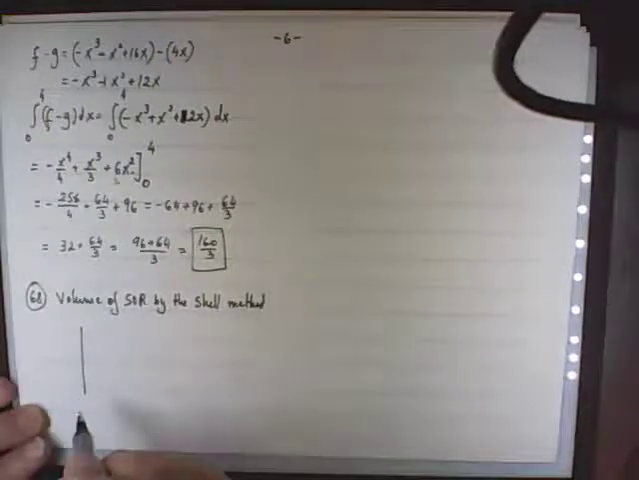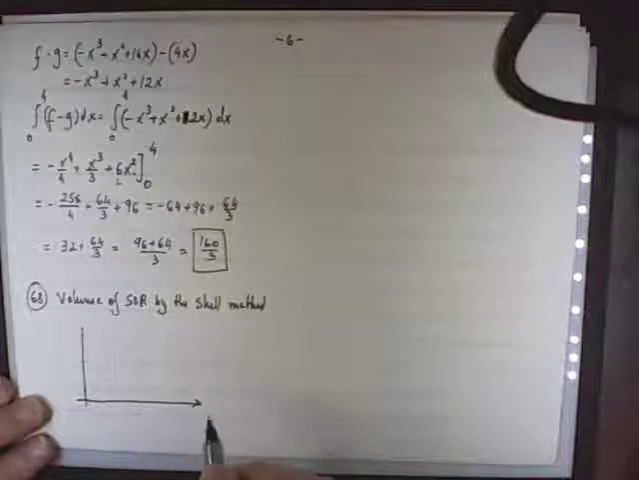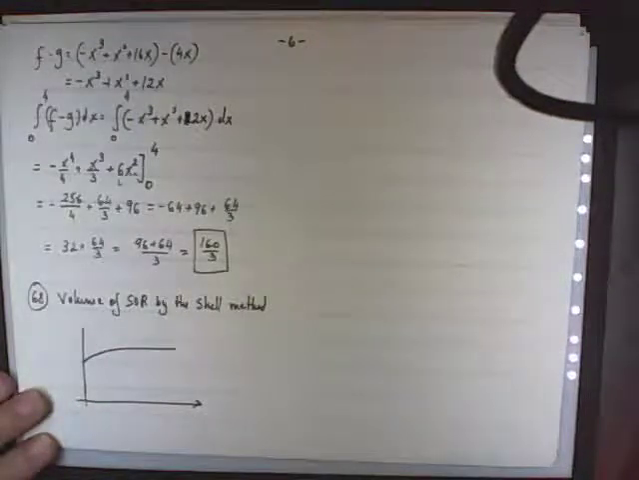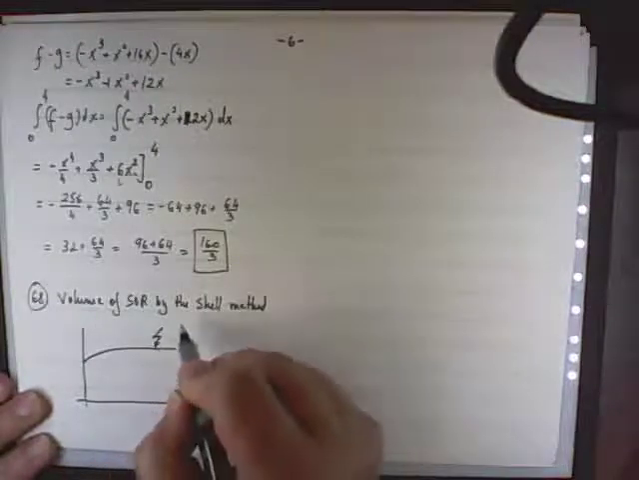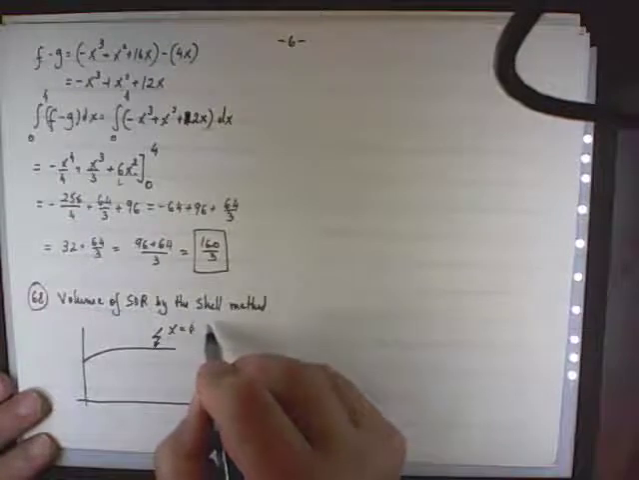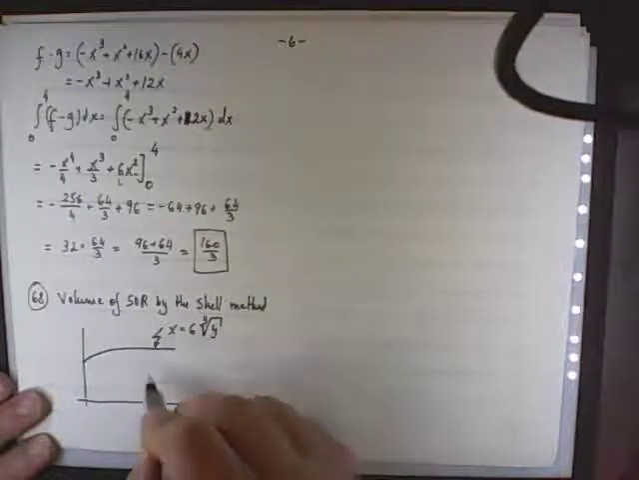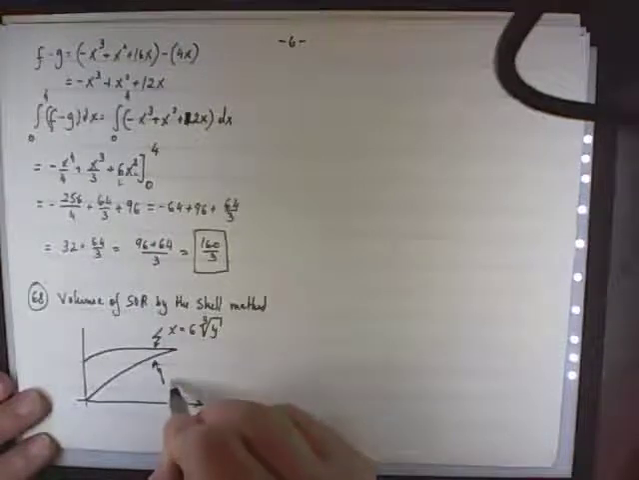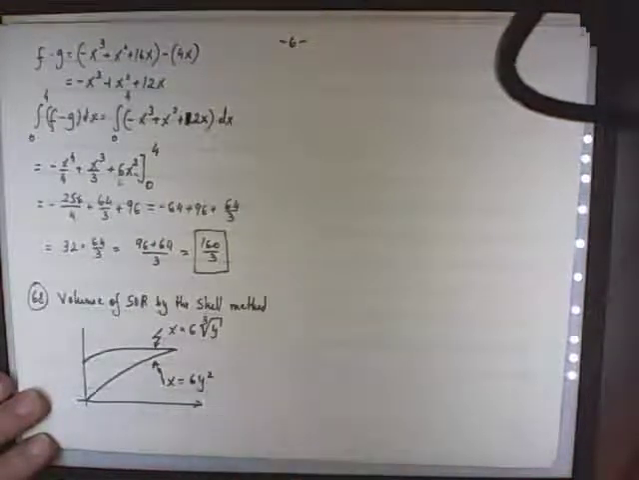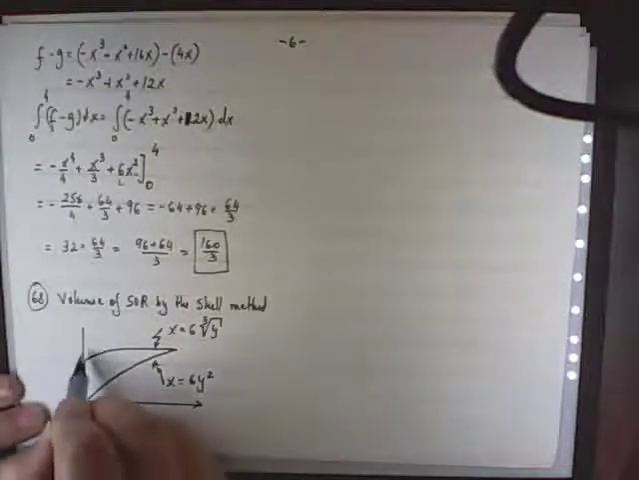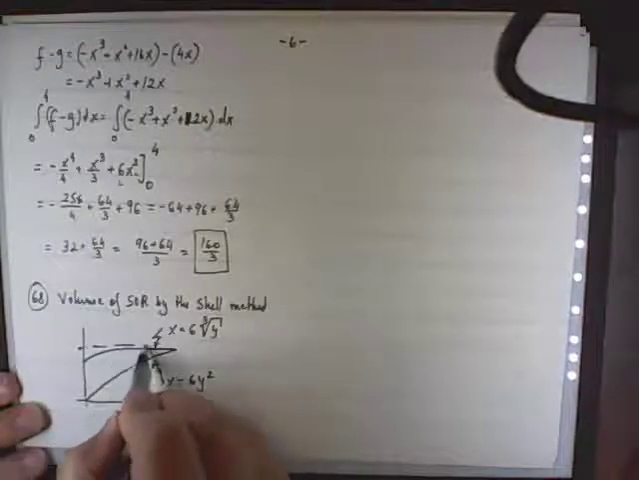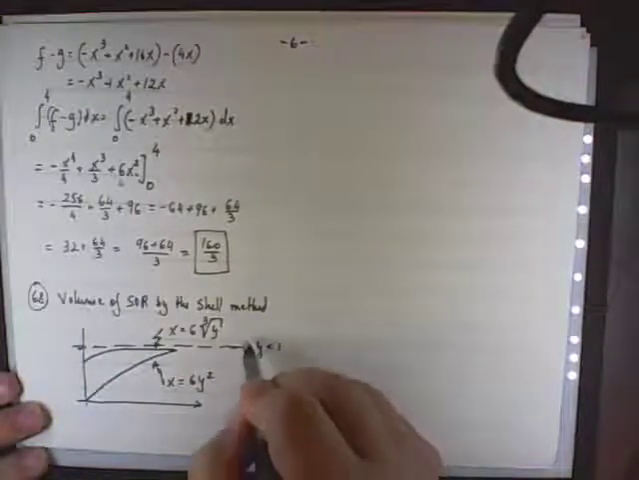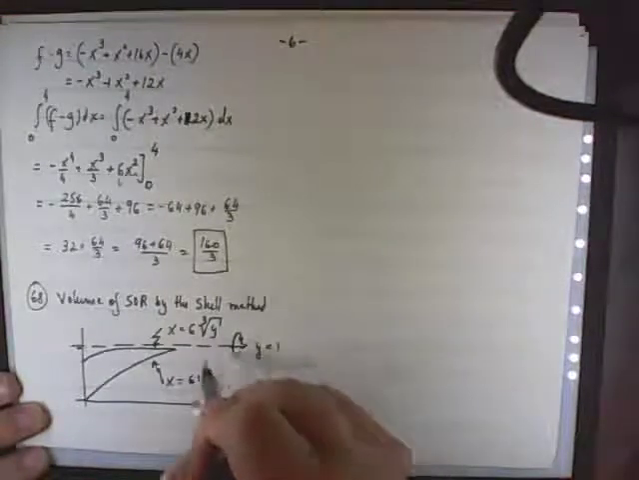So the function in 68 looks like this. I'm going to exaggerate a little bit. We have one function on top, and the claim is that it's x equals 6 times the cube root of y, and the other is a curve that looks like this, and they meet somewhere, and this function is x equals 6y squared. And we rotate this thing about the line y equals 1. So this is the axis of rotation, and this is the region.